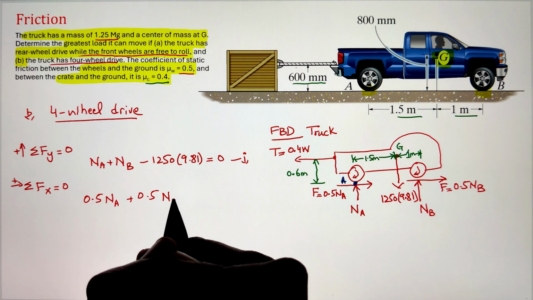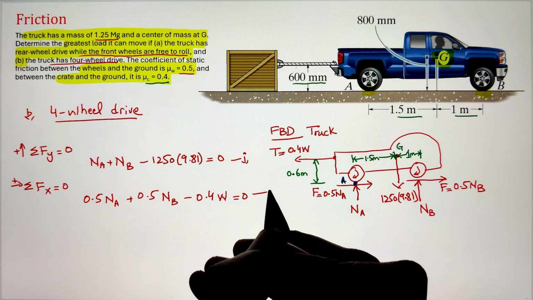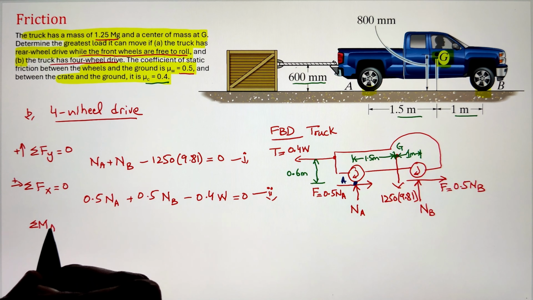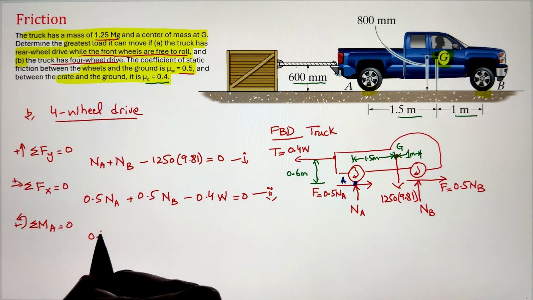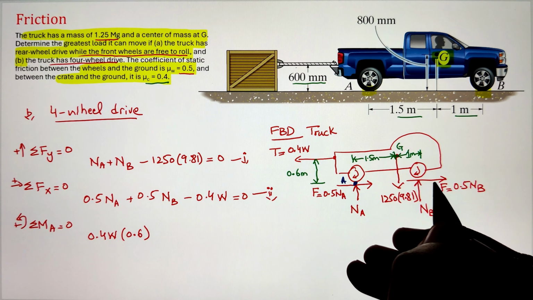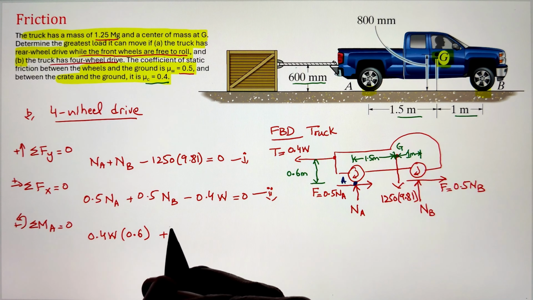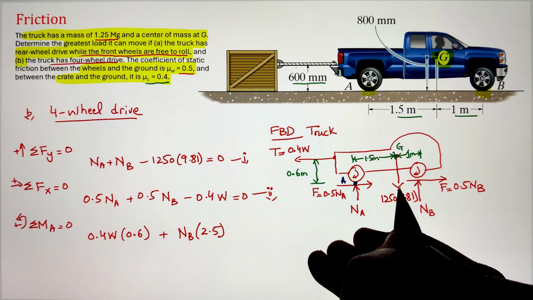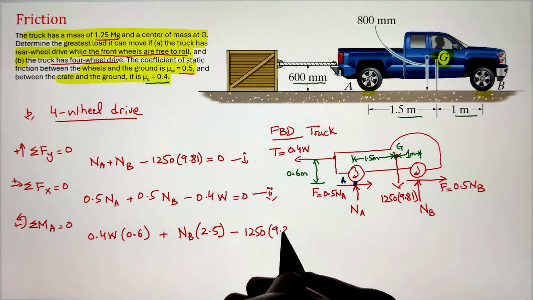Finally, I'm writing my summation of moment at point A equals 0. Again, the tension in the rope is going to create a counterclockwise moment with a moment arm of 0.6, whereas Na, the frictional force on wheel A as well as the frictional force on wheel B won't create any moment with respect to point A as they are passing through the line of action of point A, whereas our NB is going to create a counterclockwise moment as well with a moment arm of 2.5 meters, whereas the weight of the truck acting vertically downward having a moment arm of 1.5 is going to create a clockwise moment. Adding them all up, their sum should be equal to 0.